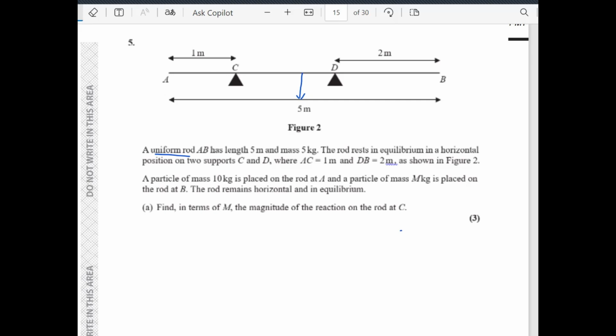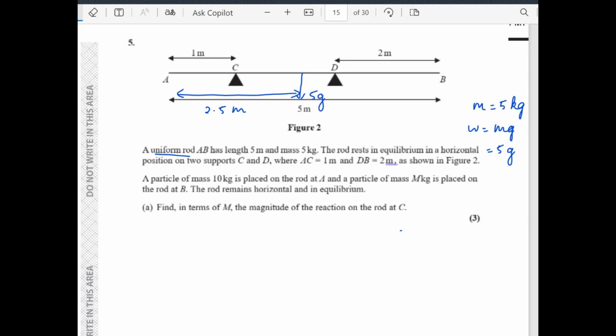Mass is given as 5 kg. So if mass is 5 kg, then we know weight is mass into gravity, that is 5 into g. So the weight acting will be 5g, and the distance here is 2.5 meter. The rod rests in equilibrium in a horizontal position on two supports C and D.